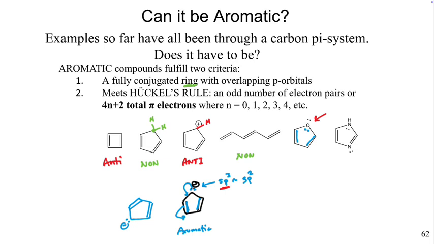And it's going to come down to how you count. Okay? Huckel's rule is 4n plus 2 total pi electrons. And so if you're saying 3 pairs, that's 6. 6 is aromatic. Or it's an odd number of electron pairs. 3 pairs is odd. Make sense? Ish. Last one.